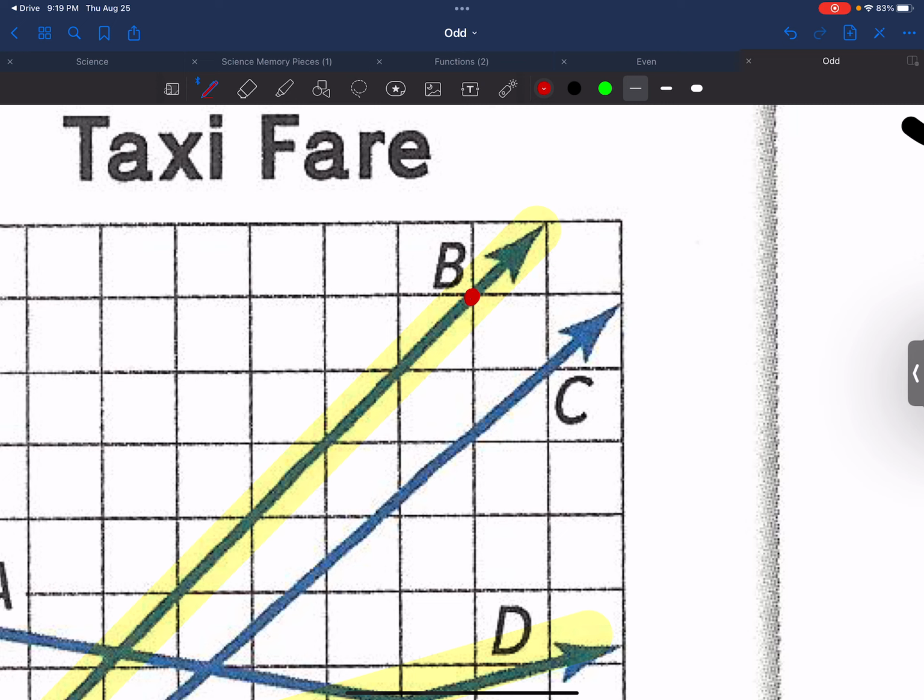B up here runs 1 for every 1 it drops or climbs. It's over 1, up 1 is what I'm trying to say. So it will run 1 for every 1 down. All right, you've got it if you think about it right here. This is a slope of 1 over 1. So the slope of B is 1. Actually, I wrote that the wrong way. Sorry. The slope of line B is 1 over 1, which is 1.